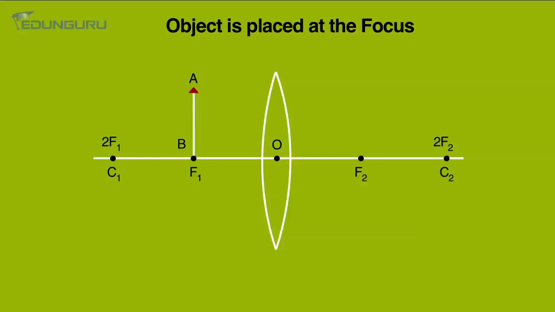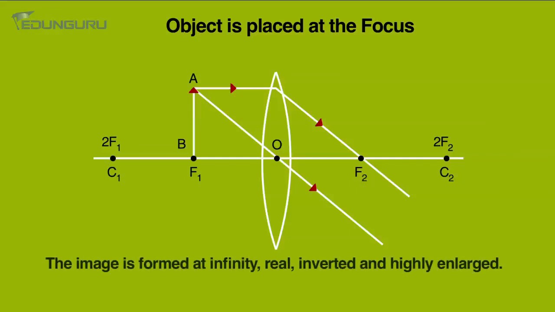We are taking two light rays. The first light ray is parallel to the principal axis. After refraction, it will pass through the focus f2. The second light ray is passing through the optical center. It goes undeviated. As you can see in the figure, both the light rays are parallel to each other. That means the image will be formed at infinity. So when an object is placed at the focus f1, the image is formed at infinity. It is real, inverted and enlarged.